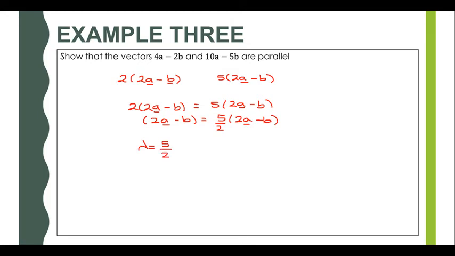And we can write our vectors as 10a minus 5b is equal to 5 over 2, 4a minus 2b. Therefore, our vectors are parallel.